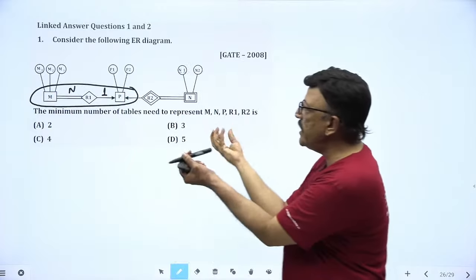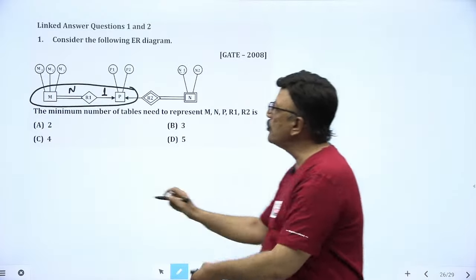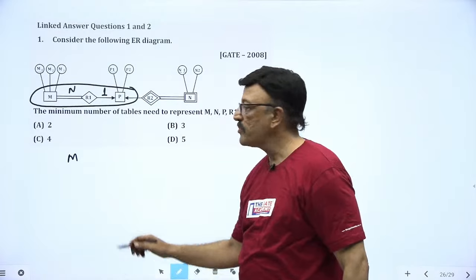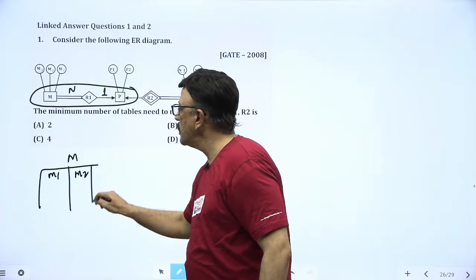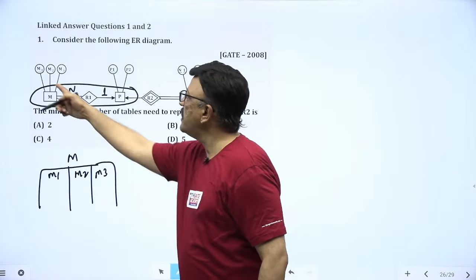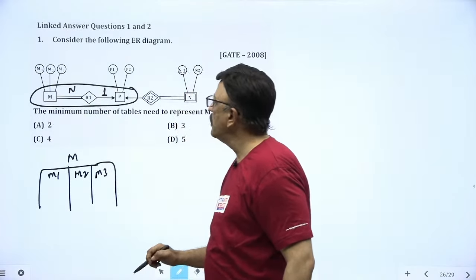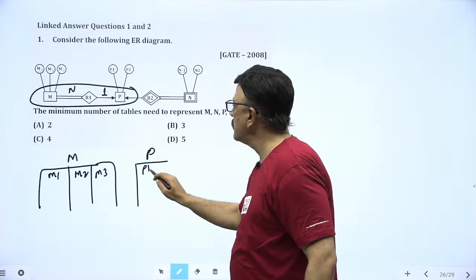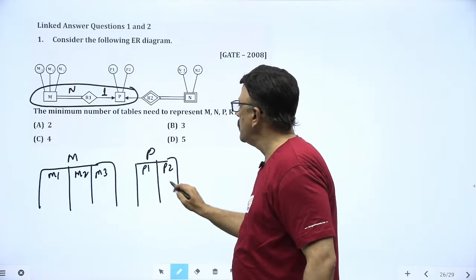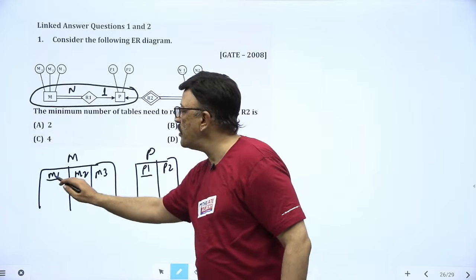Now think of only this section. Take only two entities and their relation. Won't you say that there will be a table M and M will contain M1, M2, M3? Correct? M1, M2, M3 in M. And P, the other table, will contain P1, P2. This is the key attribute here. M1 is the key attribute.